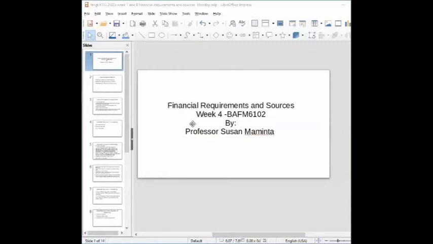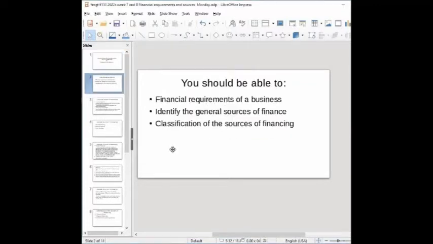This discussion is very important, especially if you want to start a business. So you need to know about the different sources of capital. In our discussion this afternoon, you should be able to know the financial requirements of a business, identify the general sources of finance, and the classification of the sources of financing.